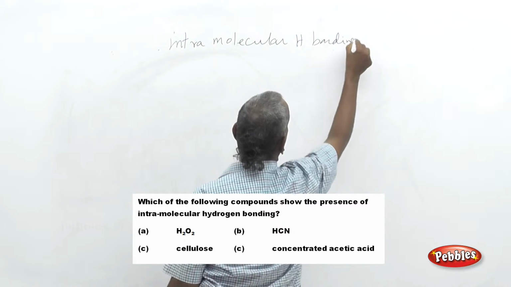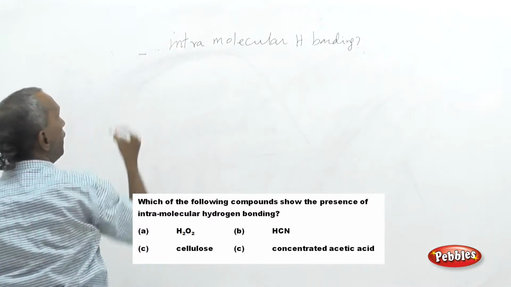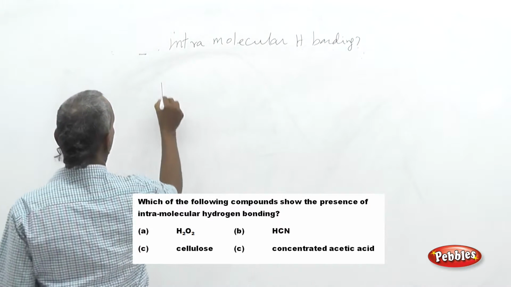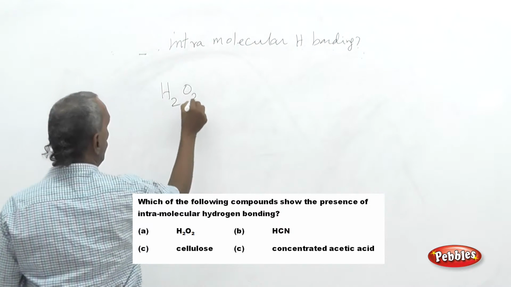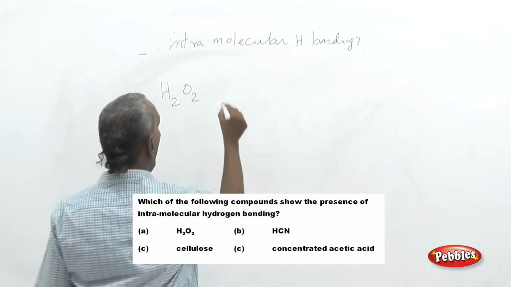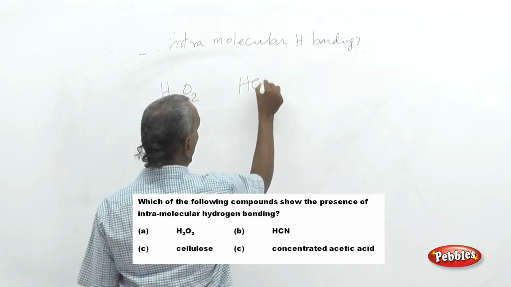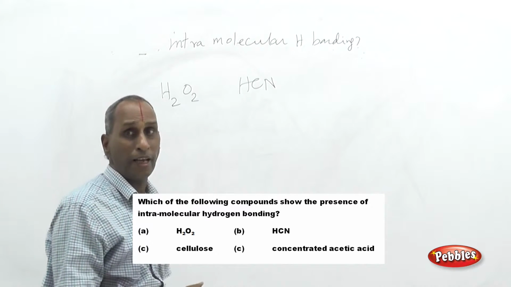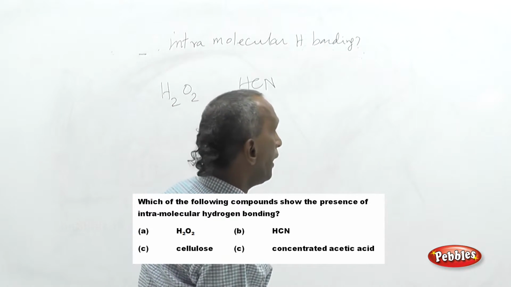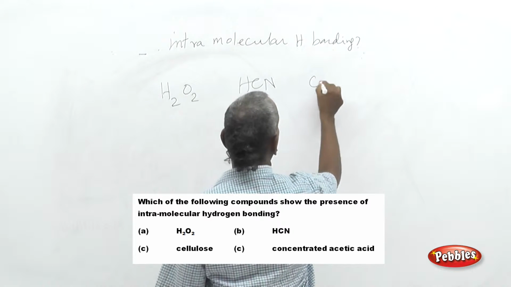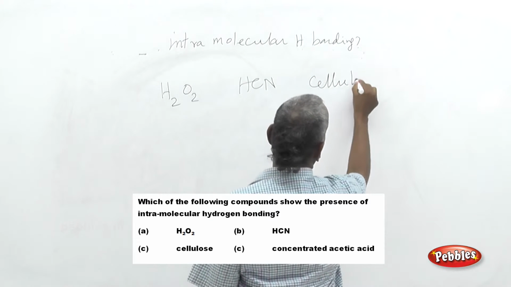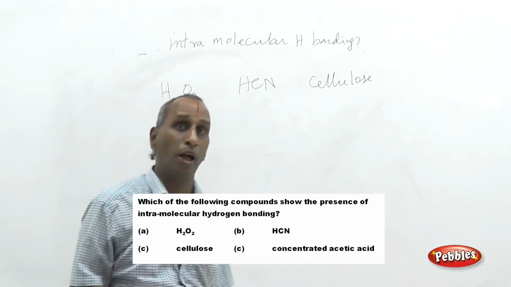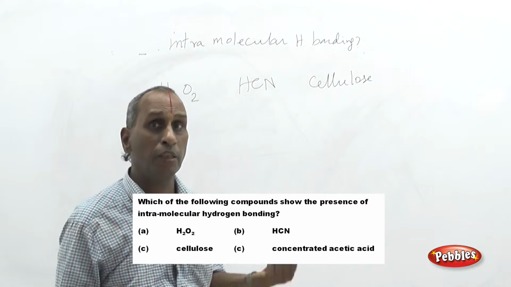Which of the following species contains intramolecular hydrogen bonding? Four compounds are given. The first choice is hydrogen peroxide, H2O2, the second choice is hydrogen cyanide, HCN, the third choice is cellulose. So they will give it in any manner. Some species will be given as formula, some as words.